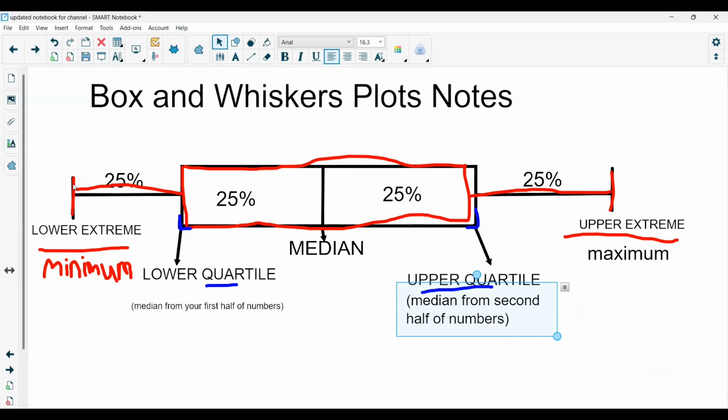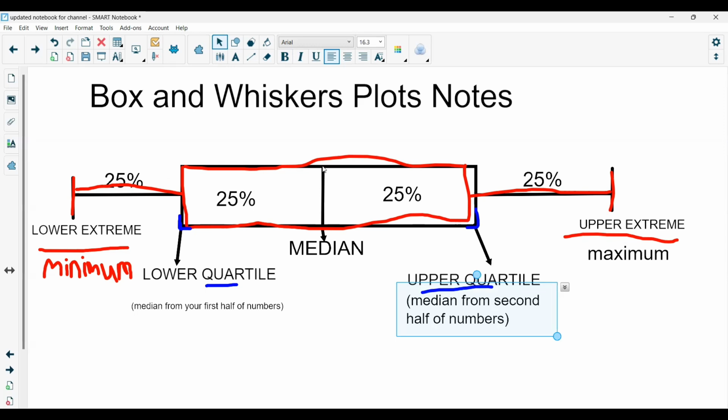We have our lower extreme in the beginning, our whisker, and the other whisker on the side is your upper extreme, which is just your minimum and your maximum. Biggest number and your smallest number over here. And then we have our corners, the corners of our box right here. Our lower corner or our lower quartile is the proper word for it, and our upper quartile. And so then we have, lastly, the median right here in the middle.